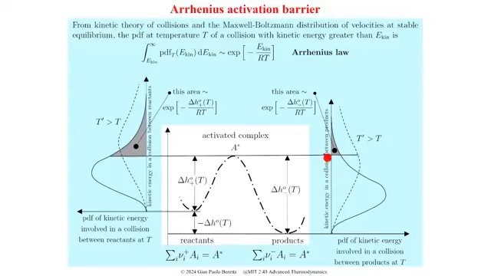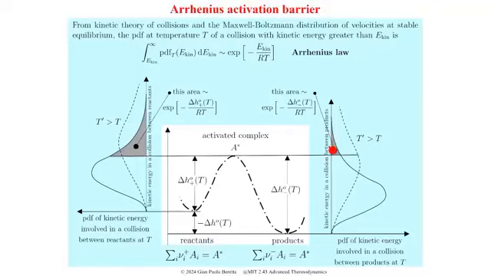Therefore, if I want to form the activated complex from this side, I need this much energy, the enthalpy of reaction of the backward half reaction. And so the probability to have the necessary energy as a result of the collision is this area, which is equal to this exponential formula. And this exponential formula is what is called the Arrhenius law.